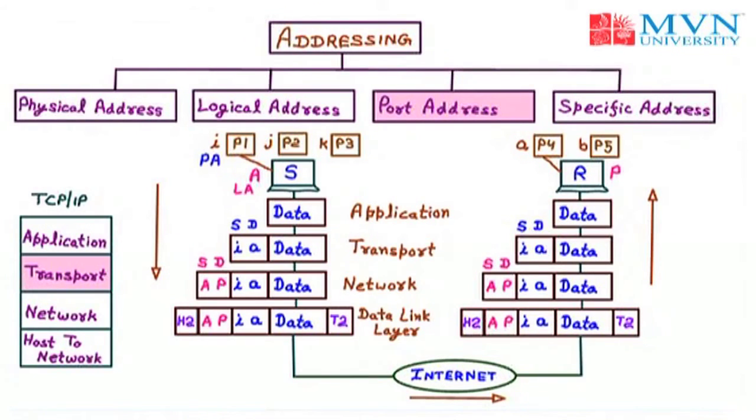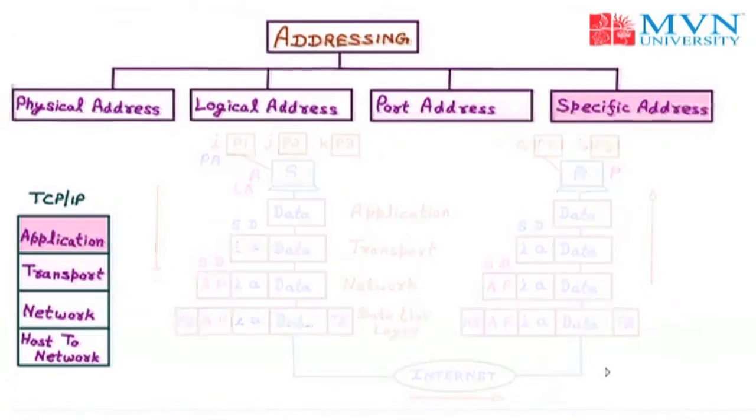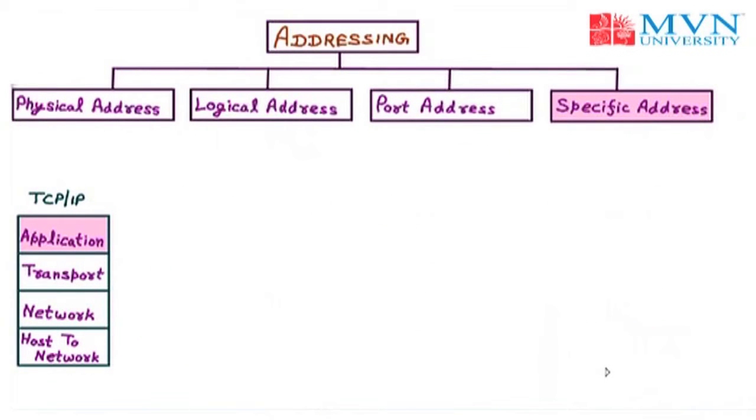Now the next is the specific address. Specific addresses are present at the application layer. We have a few applications which are very user friendly and they use user friendly addresses, so we call them specific addresses. We can say that specific addresses are the user friendly addresses, that means the user can understand them very easily.